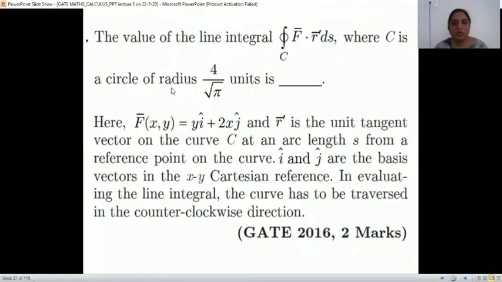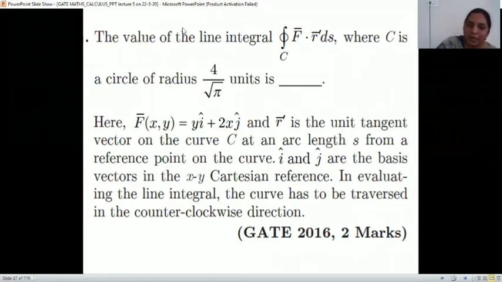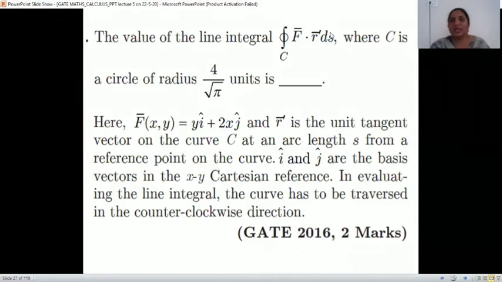Next question. The value of the line integral of f bar dot r bar ds. Do you know this? What is r bar ds? It is a vector, r bar dot ds, and this can also be written as dr bar. Here c is a circle of radius 4 by root pi units.